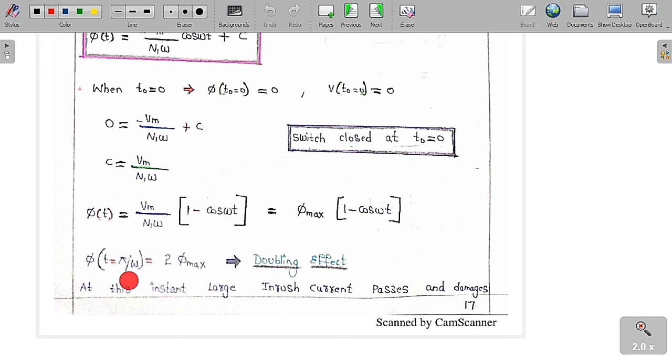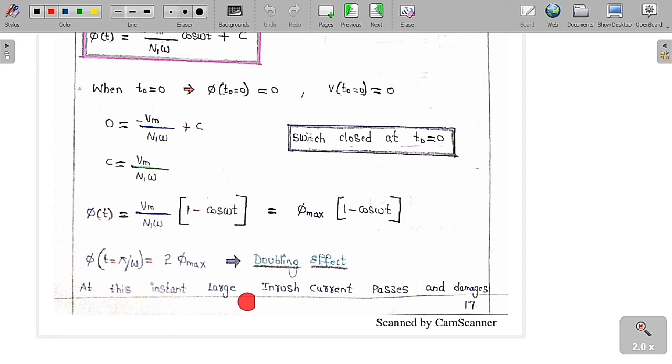Then what is going to happen at t is equal to pi by omega? If you substitute t is equal to pi by omega, then omega into t is nothing but pi. Cos pi is minus 1, so minus and minus is plus. So 1 plus 1 is 2, so 2 phi max. Therefore we call this the doubling effect, meaning the flux at t is equal to pi by omega is very high in the core.